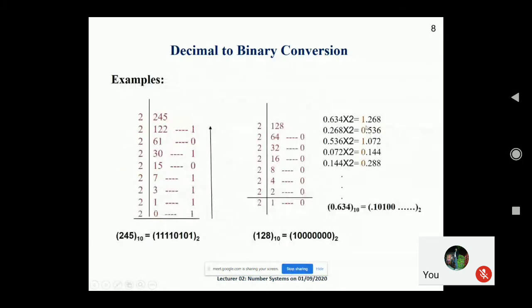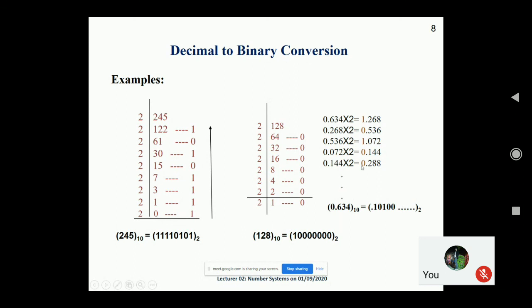Here, see, before the fractional part, I am using a dark red color, 1.268. So we consider the integer part 1, and again we take only the fractional part 0.268 into 2. When we multiply we get 0.536, and we record the earlier integer part, 1. Again 0.536 into 2, and this process keeps going. But remember, here we see 0.288. So this process is going on, so I am writing dot dot.